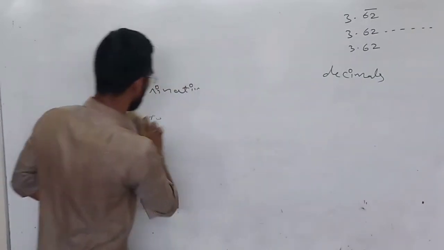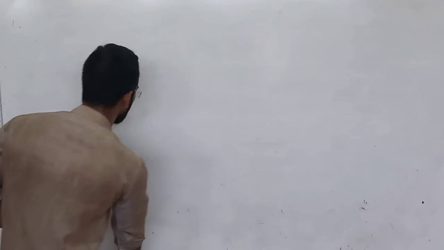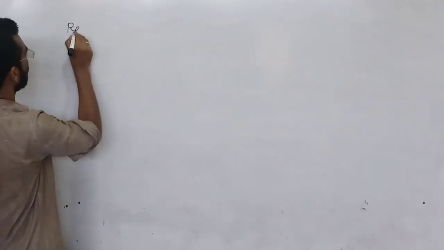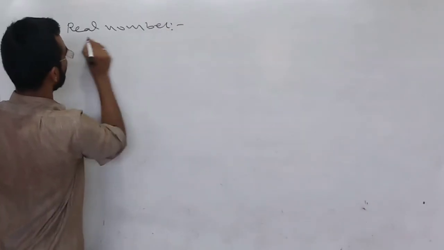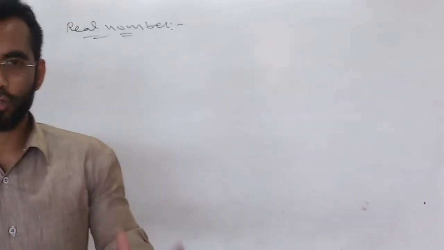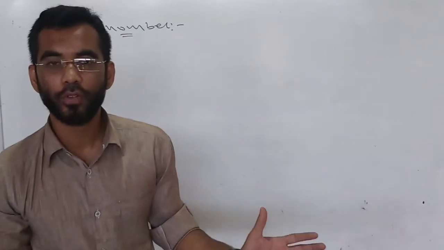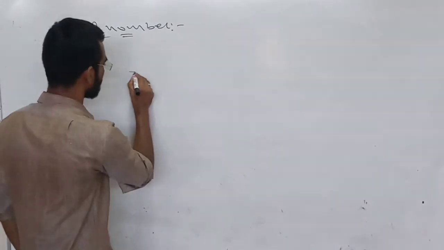Now we will see about the real number. What is a real number? Real number is the combination of rational and irrational numbers.